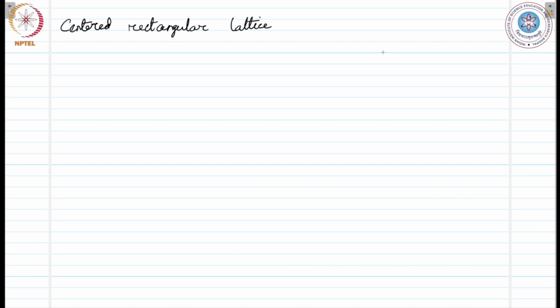Centered rectangular lattice is something like this. Say we have a lattice site here, one here, one here, one here, and one here. We draw one vector a1 like this, another lattice vector a2 like this. This is a centered rectangular lattice, where at the center of the rectangle there is one lattice site. So you can clearly see this is not a primitive lattice, because there are more than one lattice sites in the unit cell that we have considered. So it's not a primitive unit cell.